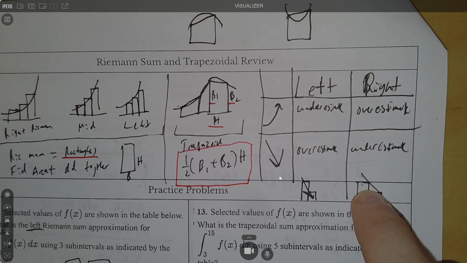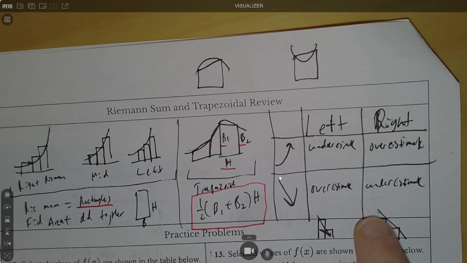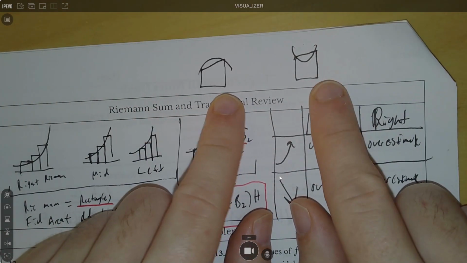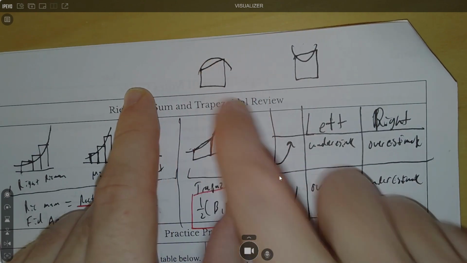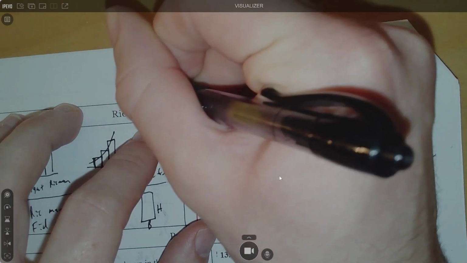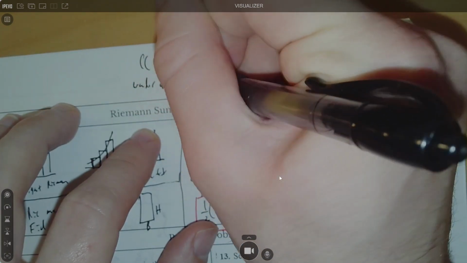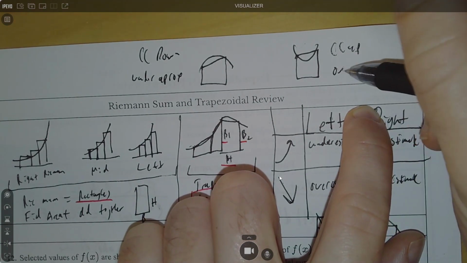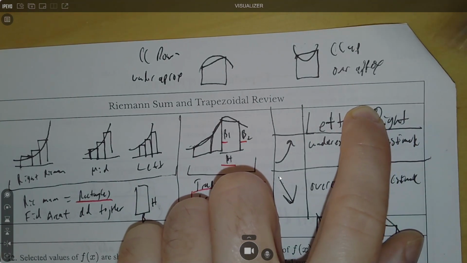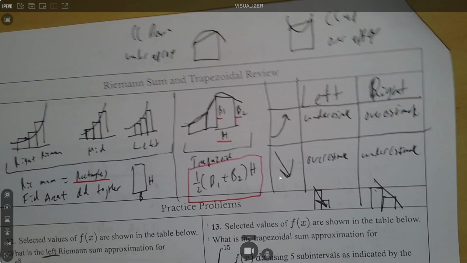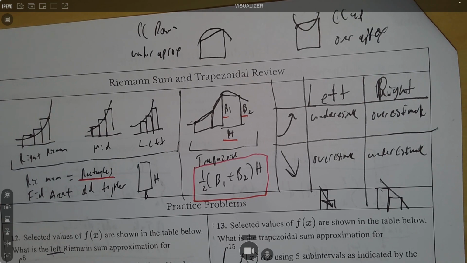Trapezoid method. It also might ask you this for trapezoid method. It's definitely rarer, but it can still happen. If it's concave down, see right here, concave down, that is an under approximation. And if it's concave up, it's an over approximation. So good to know.